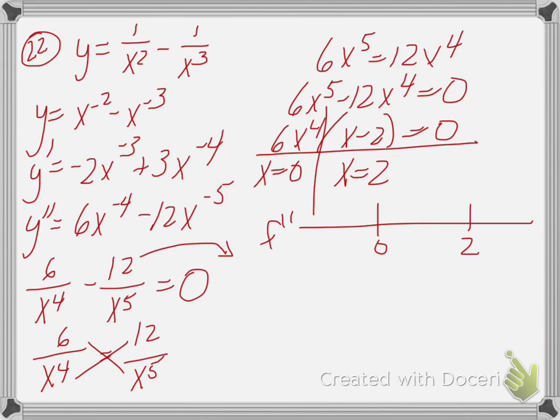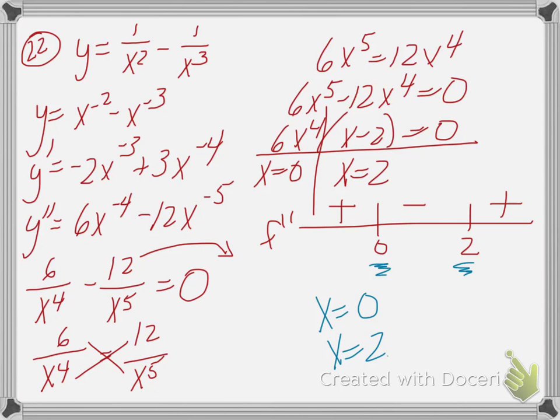And we're going to substitute into f double prime, the second derivative. So you should get these signs. And the question is asking for points of inflection. So if you look over here, when x equals 0, you can see there's a sign change. And when you look at 2, you can see there's a sign change. So therefore there are points of inflection at x equals 0 and x equals 2.